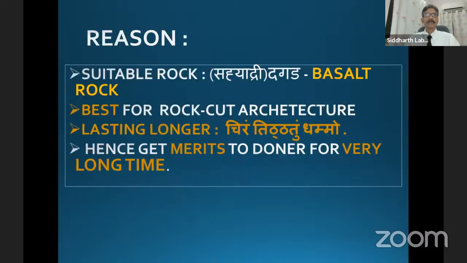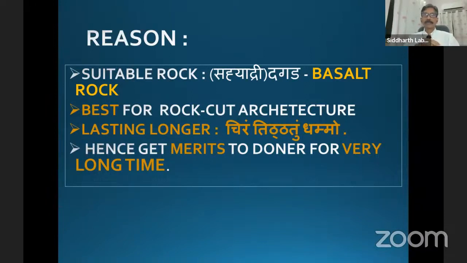So what is the reason? The reason is the basalt rock. That rock is very good for the rock cut sculptures, best for architecture. It is lasting longer. The sculptures are lasting longer, right?